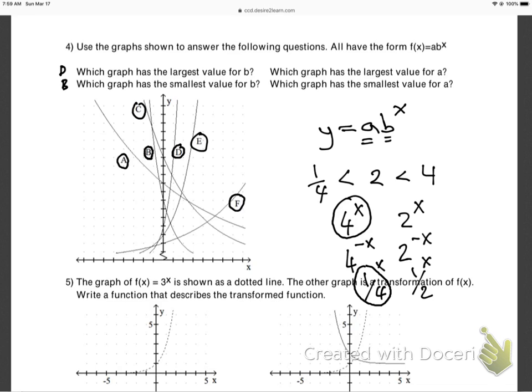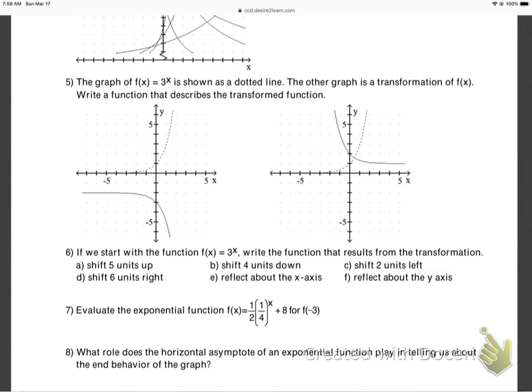Which graph has a large value for a? The initial value, well, right there. Okay, that one there. So that is c. What's the smallest value for a? This one down here. Okay, so that is f. Okay, hope that's okay. Now then, here's a graph.